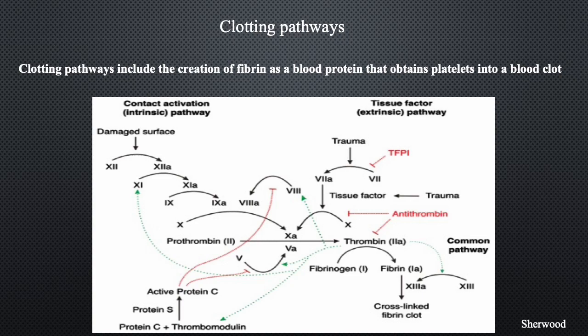The second pathway, as I mentioned, is the extrinsic pathway, which is triggered by disturbances in the vascular wall. Tissue factors that are bound intracellularly are released during trauma and activate factor 7. Together, the tissue factor and factor 7A help to convert factor 10 into active factor XA. As with the contact activation pathway, activation of factor XA leads to catalyzing of prothrombin into thrombin. The latter catalyzes fibrinogen into fibrin.